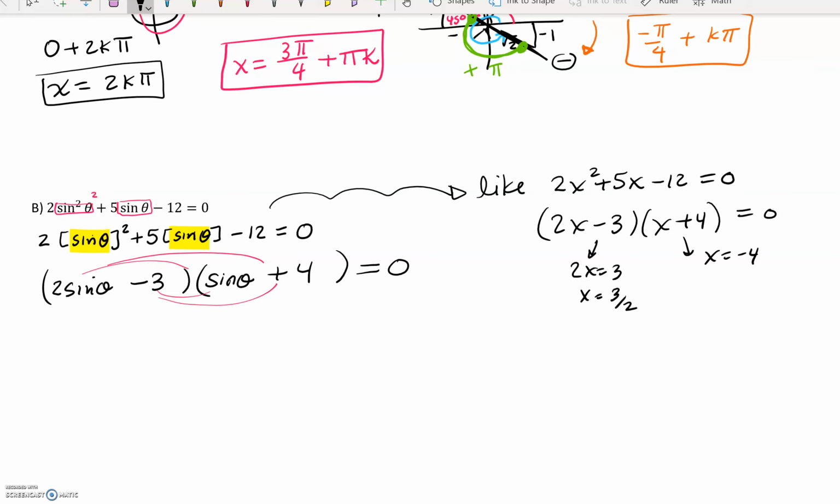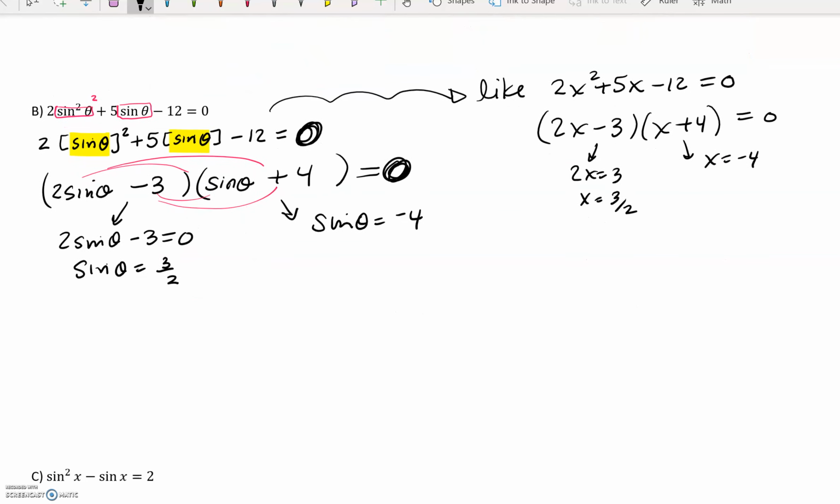So anytime you see combinations of different degrees of the same trig function, maybe you're dealing with just a quadratic function. So now I'm going to pop out my 2 solutions, and remember it is important that you have a 0 on one side so that you can set each factor to 0. That gives me sine theta is 3/2, and if I set the other factor equal to 0, I get sine theta is equal to -4.